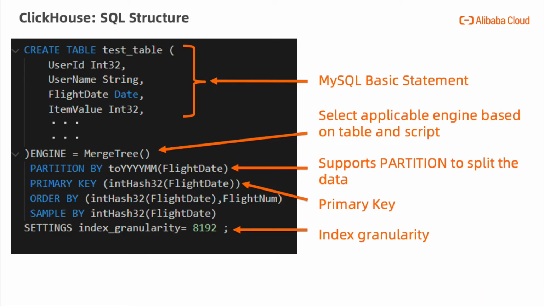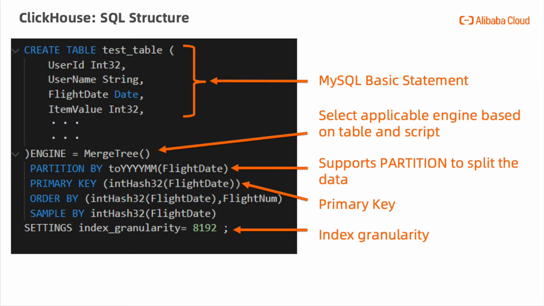Let's check the SQL structure of ClickHouse. Like MySQL, ClickHouse also uses a declarative language to define the table structure, and it is highly compatible with SQL. So it supports create table like MySQL does, and also allows general statements like order by and sample by. But different from MySQL, it allows users to select an engine for the table in the script. I will introduce the engine later. It also supports partitions to split data, generally by datetime.